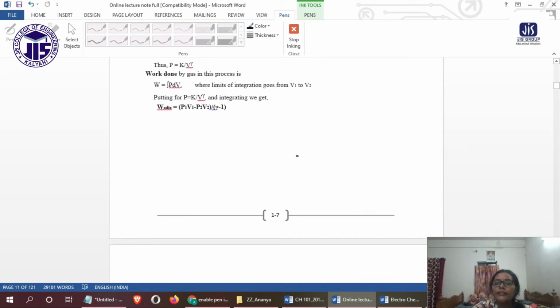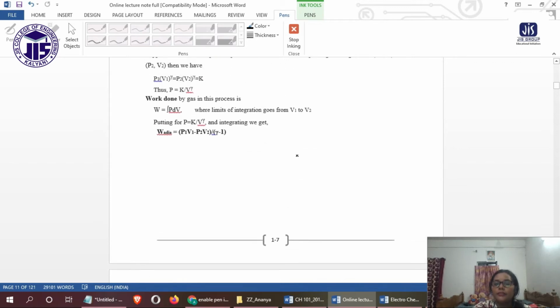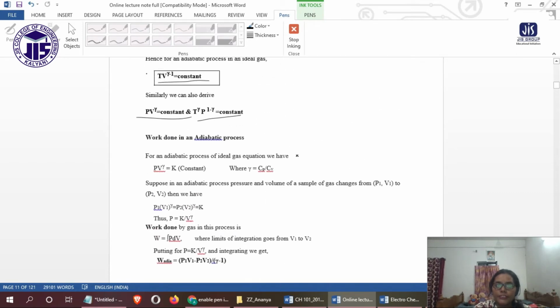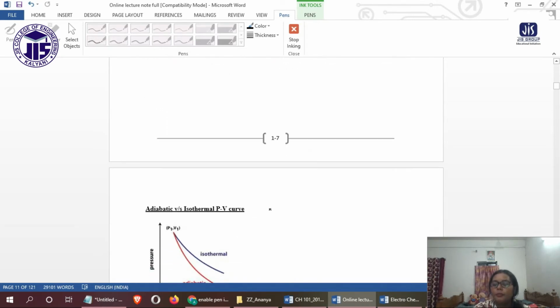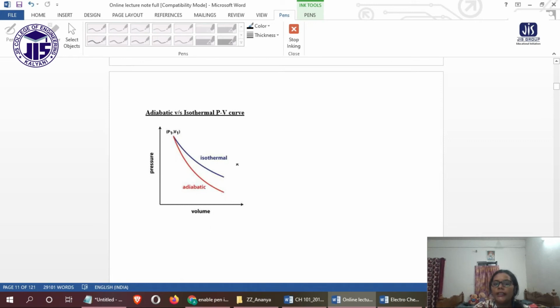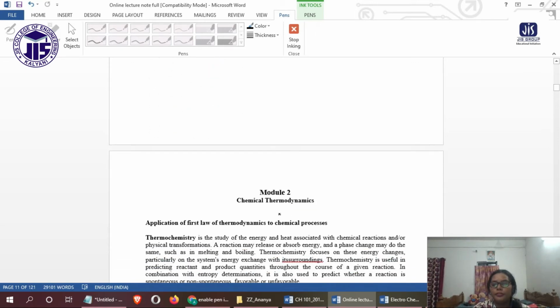So the work done for the reversible adiabatic process is W adiabatic equals P1 V1 minus P2 V2, divided by gamma minus 1. So this is the work done in an adiabatic process. So this is the isothermal curve and the adiabatic curve, pressure versus volume, P versus V.